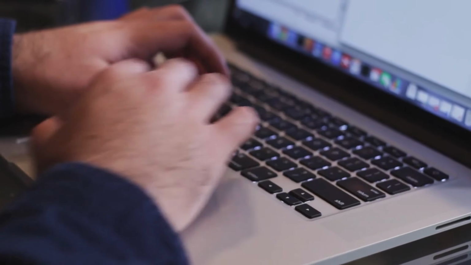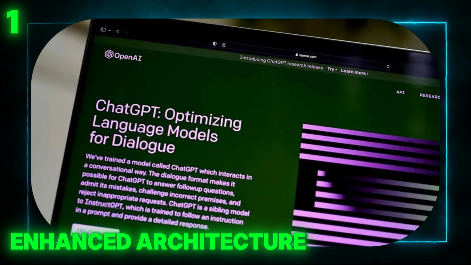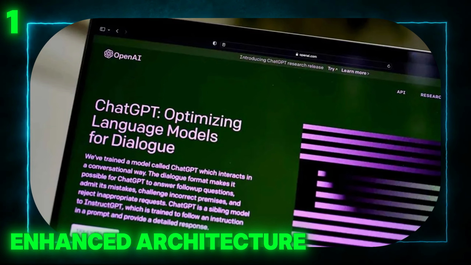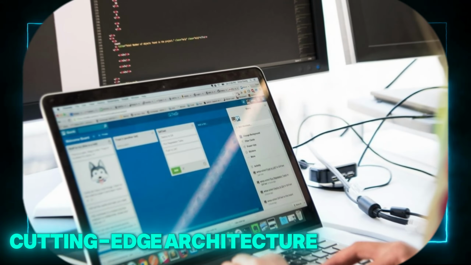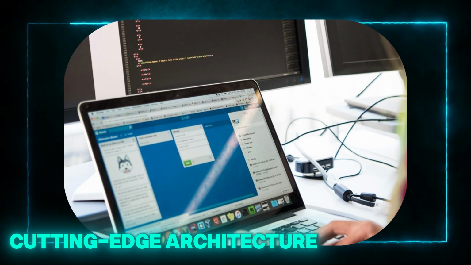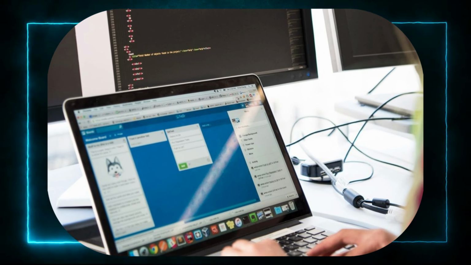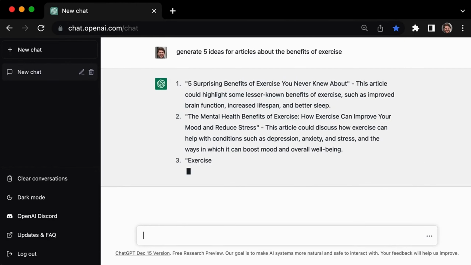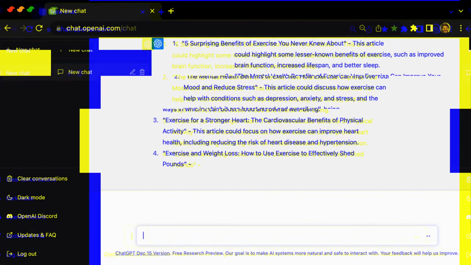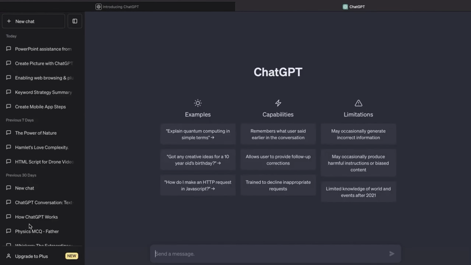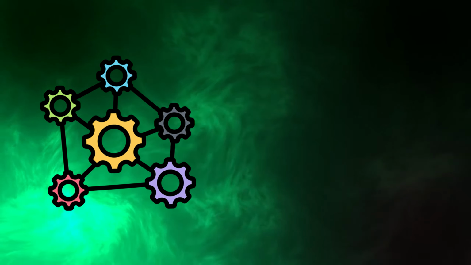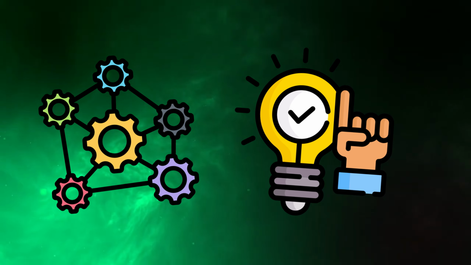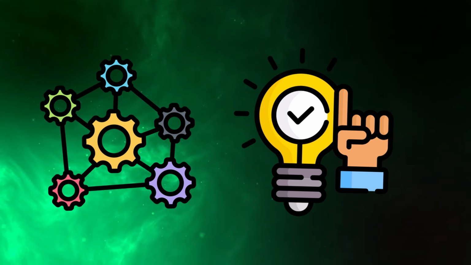GPT-5, the new features. Number 1. Enhanced architecture. The backbone of GPT-5 lies in its cutting-edge architecture. While GPT-4 relied on a transformer-based model, GPT-5 incorporates graph neural networks alongside attention mechanisms to improve context comprehension. This combination allows GPT-5 to process not just sequential word relationships, but also more complex interconnections between ideas, enabling it to generate more coherent and accurate responses.